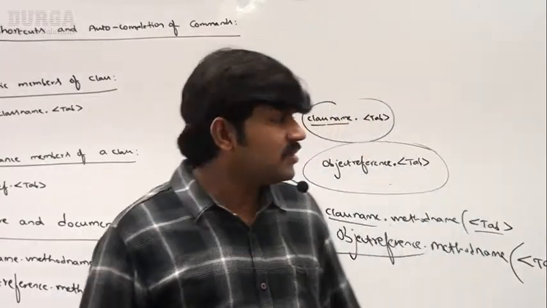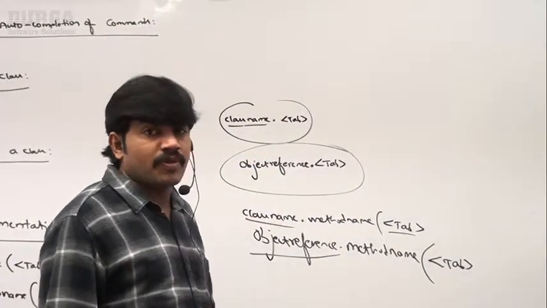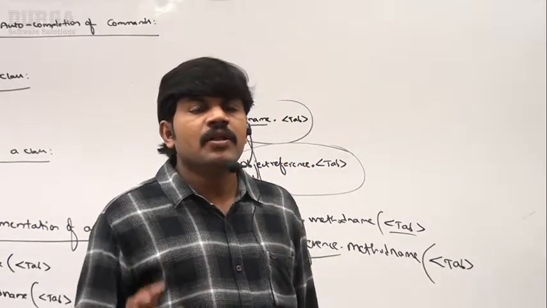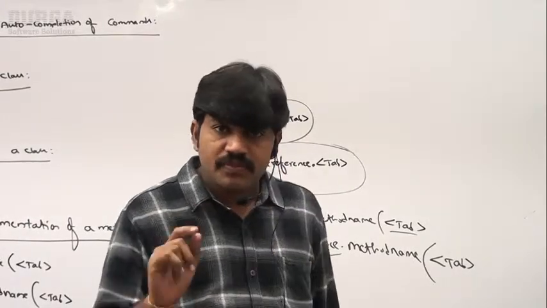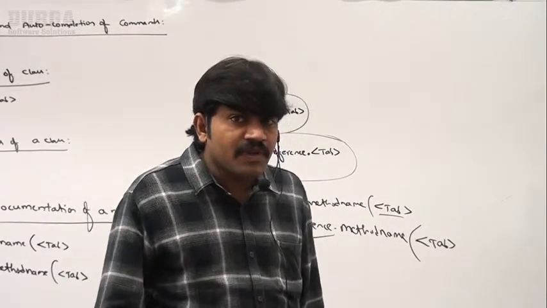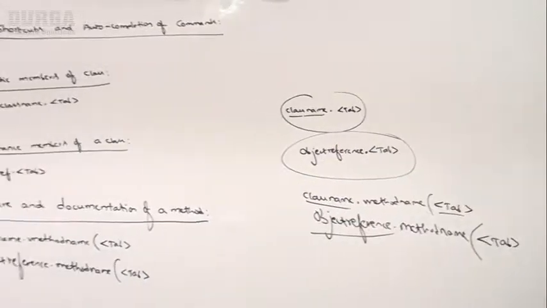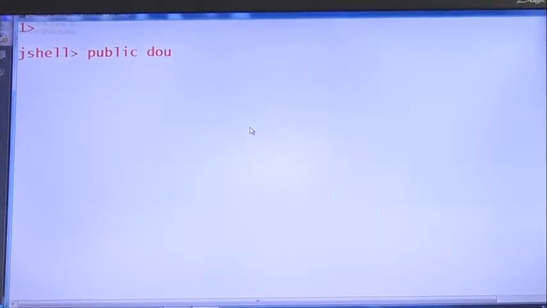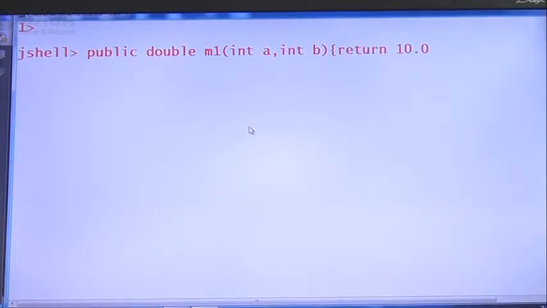Next, this shortcut is not only applicable for predefined methods, even for our own methods also. If you want, you can apply it, no problem at all. Suppose there is an M1 method that I want to declare, and I want to know what the signature of M1 is. Have a look once. I take public double m1 with int a, comma, int b, and just return some 10.0 like this. This is my method. This is the method created.